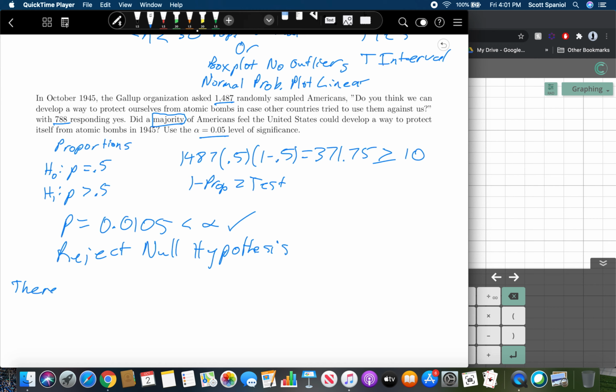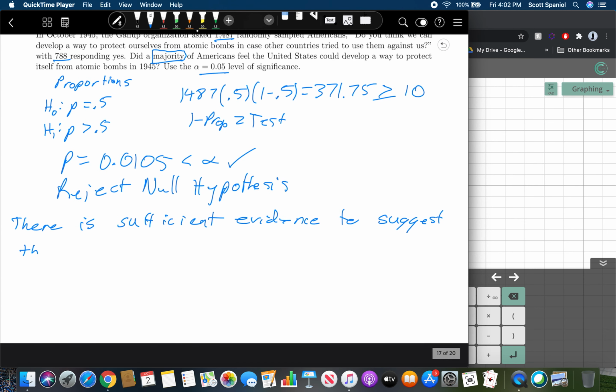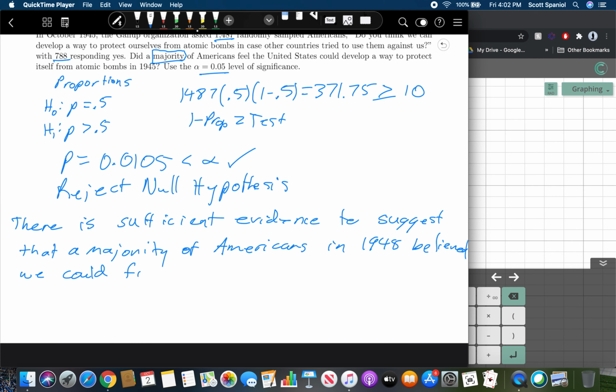So we can write, there is sufficient evidence to suggest the alternative hypothesis, which in this case is that a majority of Americans in 1945 believed we could find a way to protect ourselves from atomic bombs. Okay, so that's the idea.